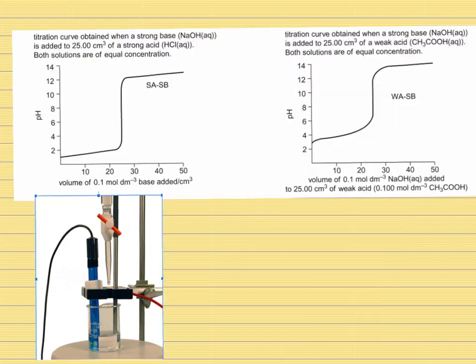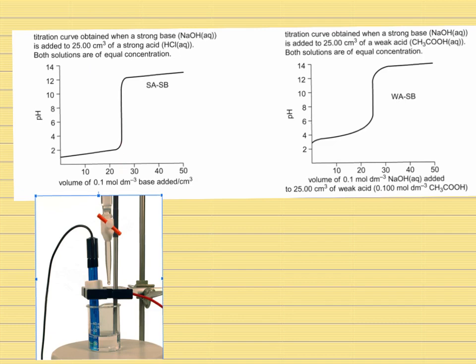In our first example here, we have a strong base being added to 25 centimeters cubed of the acid. So the base is going to be in the burette because it's being added to 25 centimeters cubed of the strong acid. Both solutions are of equal concentration. So if they're of equal concentration and it's a 1-to-1 ratio, then it's going to take 25 centimeters cubed of the base to neutralize the acid.